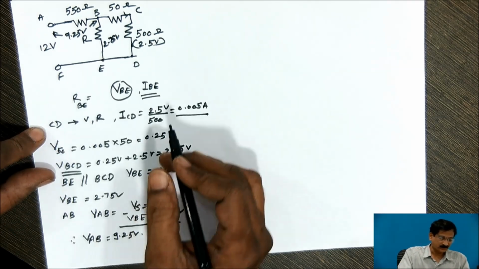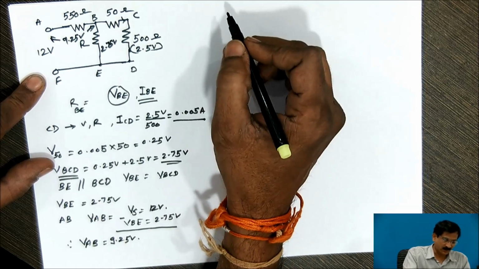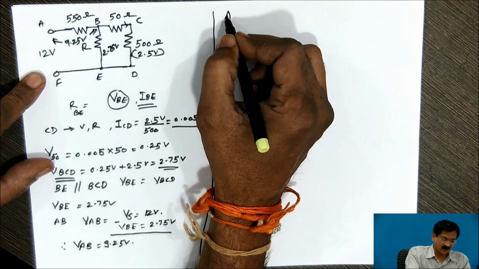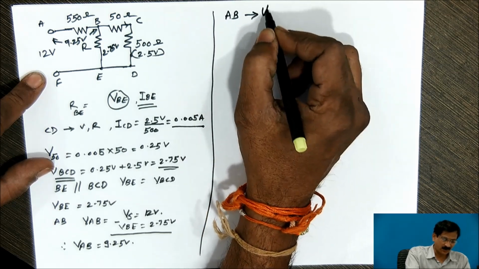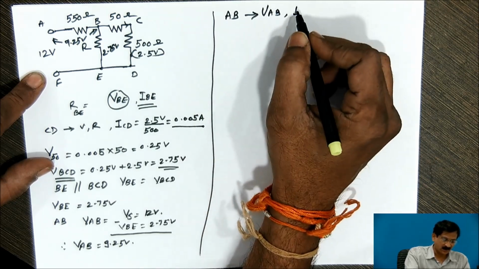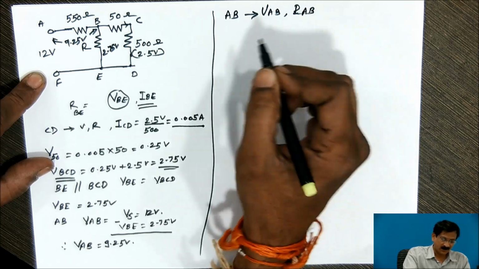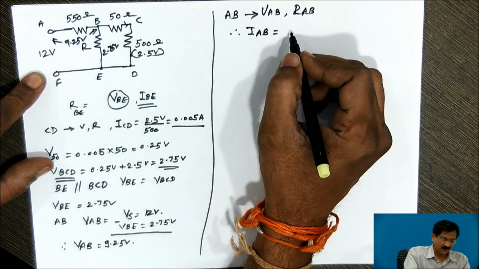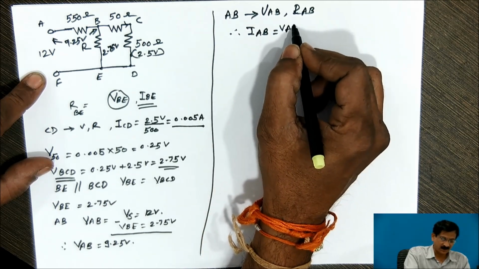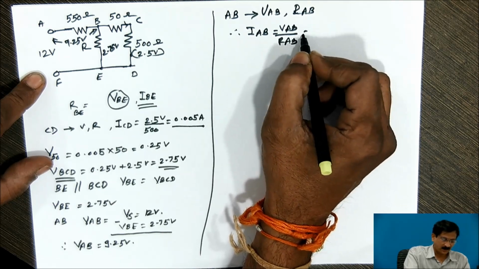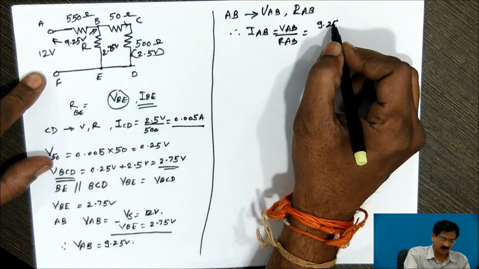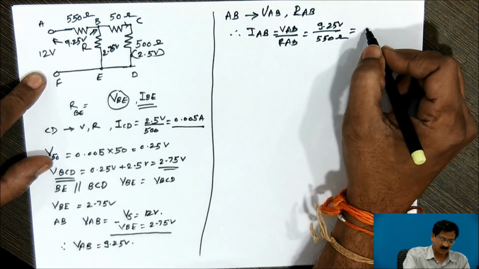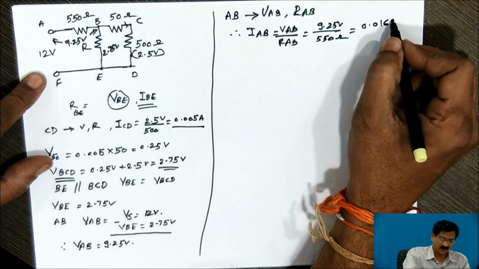Next, if you look at this branch AB, we know voltage AB as well as resistance RAB. It means that we can find out the value of IAB. IAB will be equal to VAB upon RAB. VAB is 9.25 volts, RAB is 550 ohm. So IAB comes out to be 0.0168 amperes.